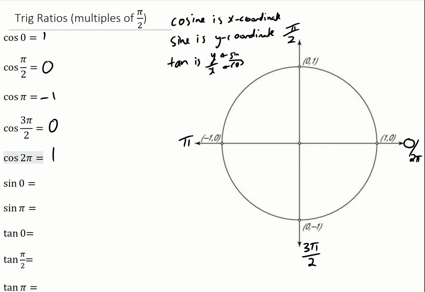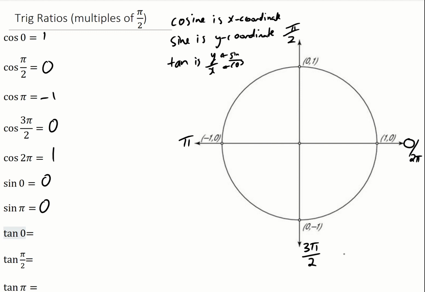Looking at some sine ratios, sine of 0, looking at the y-coordinate at 0 radians, it's 0. Sine of pi, so I'm at pi radians, looking at the y-coordinate, it's also 0. And here's where it gets a little bit more complicated.